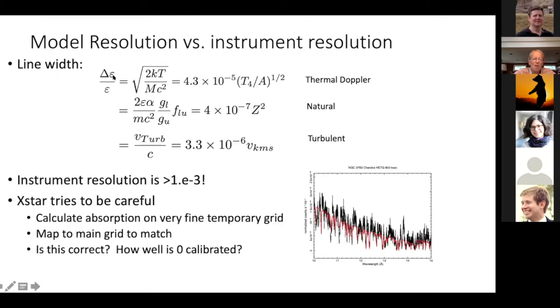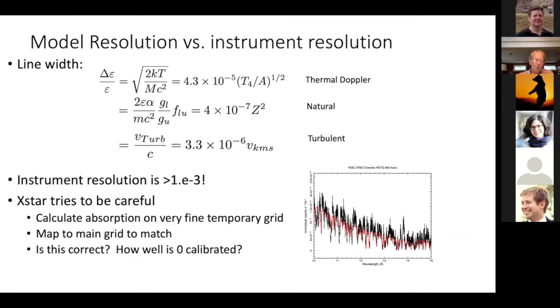So now a couple of other important physical things which I think get ignored sometimes. One of those has to do with the line width. If you look at the line widths that we expect physically from most lines, they are very small. The thermal Doppler width or the natural width, or even the turbulent width, if the turbulent speed is comparable to the thermal speed, they're all small, a part in 10 to the 5th or a part in 10 to the 6th.